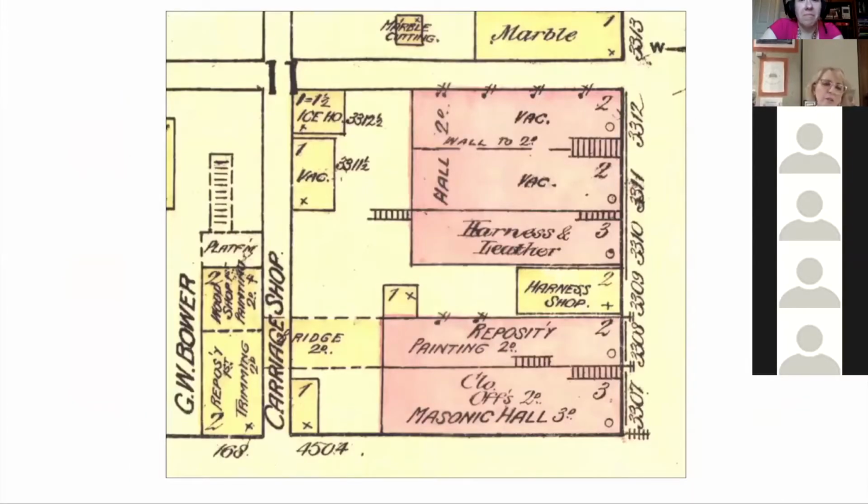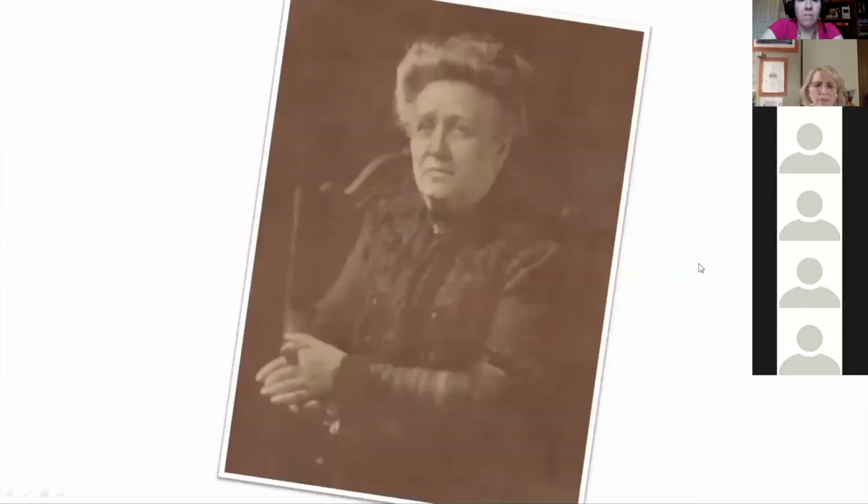Here's a better view of the Walling Hall here on the second floor. On the third floor, there was a harness shop. So it's kind of interesting. Here's a picture of Emma Montgomery McCrae, the principal, and she actually makes news related to women's suffrage. She testified in front of the United States House of Representatives in 1880 on behalf of women getting the right to vote.